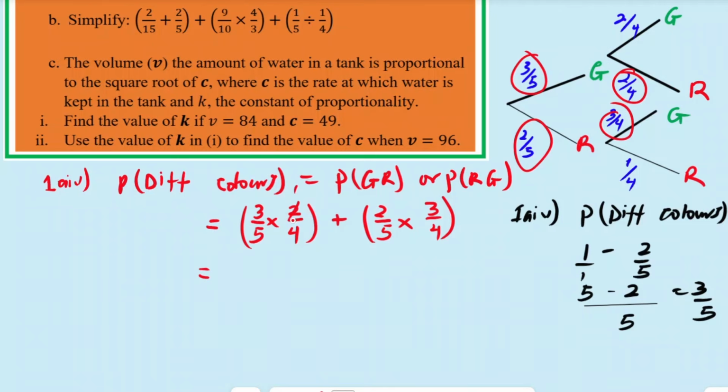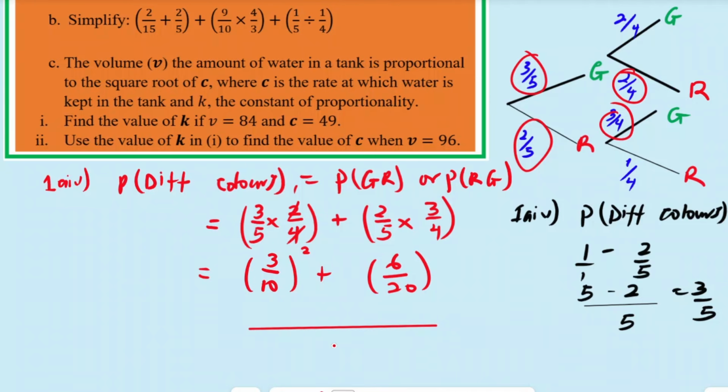So, 2 here, 2 goes into 4, 2 times. So we have 3 times 1, which is 3, and 5 times 2 is going to be 10. Now, plus, come to this one, we just have to multiply because we can't simplify. So 2 times 3 is going to be 6. 5 times 4 is going to be 20. So we can just add them by finding the LCM.